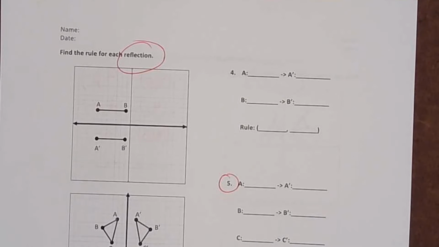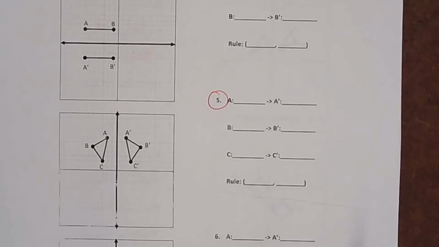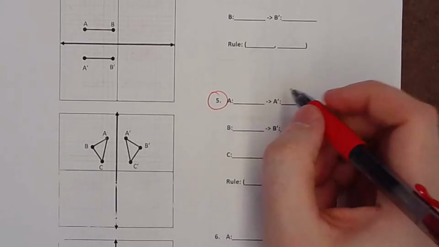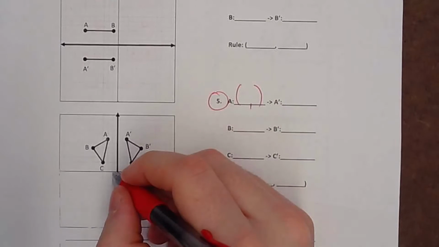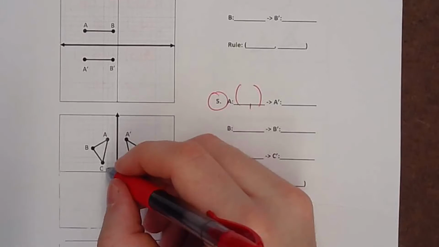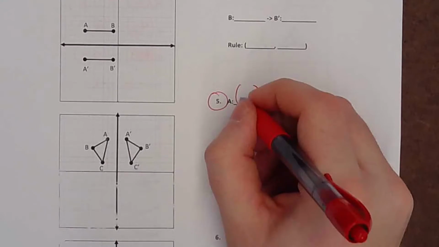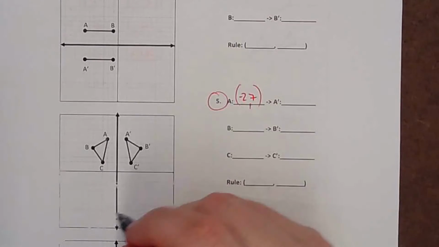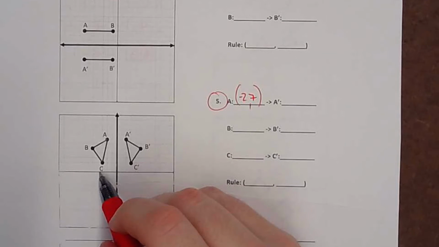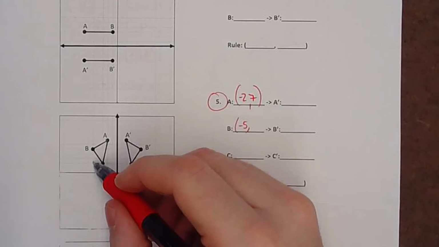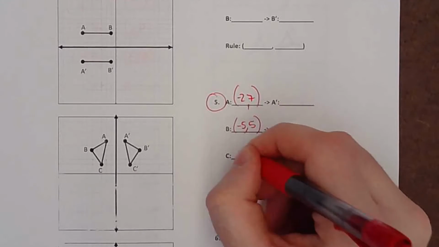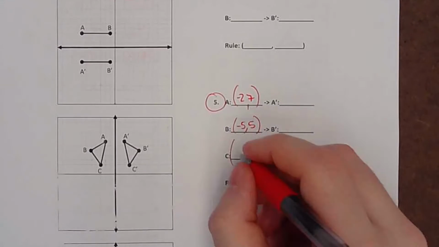So first, we need to write down the coordinates. Let's look at number 5. I'll write down A, B, and C. Somebody else give me A prime, B prime, and C prime. A appears to be negative 2, 7. B appears to be 5 to the left, so that's minus 5, and then up 5 as well. C appears to be minus 3, up 2.